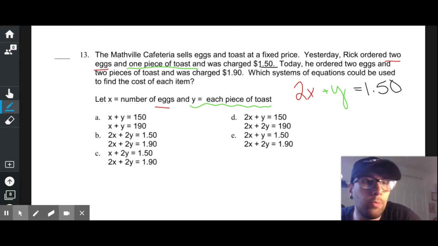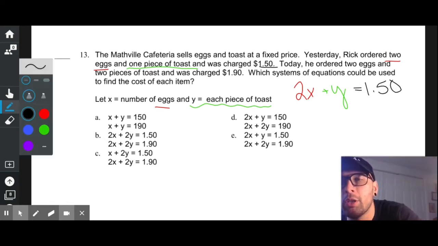It's pretty cheap. Good job, Mathville Cafeteria, for keeping your prices reasonable and fair.